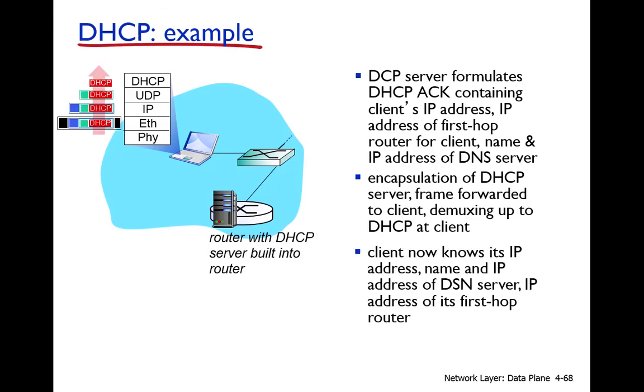Now the client knows its IP address. When the DHCP client receives this message, it comes to know its IP address, the DNS addresses, the default gateway and the subnet mask.